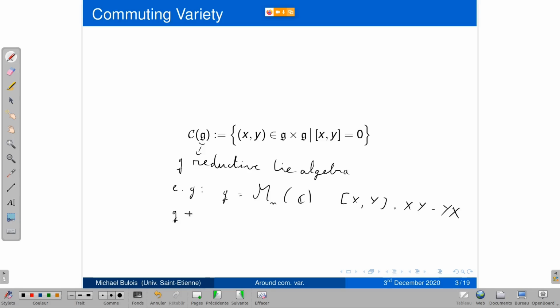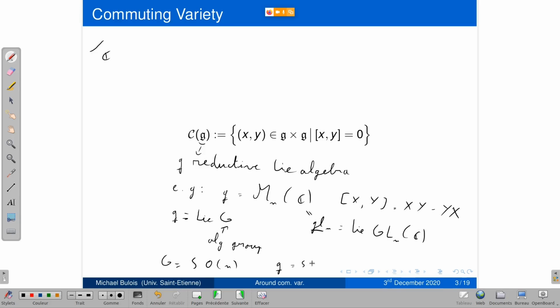And these Lie algebras are the Lie algebras of some algebraic groups. For instance, here G is just the Lie algebra. We write it as gl_n, the Lie algebra of the general linear group. Okay, and I will work mostly over C, even if most of the things work over any algebraically closed field of characteristic 0. Another example is when G is a special orthogonal group and the Lie algebra is written small so_n, and this is the set of antisymmetric matrices.